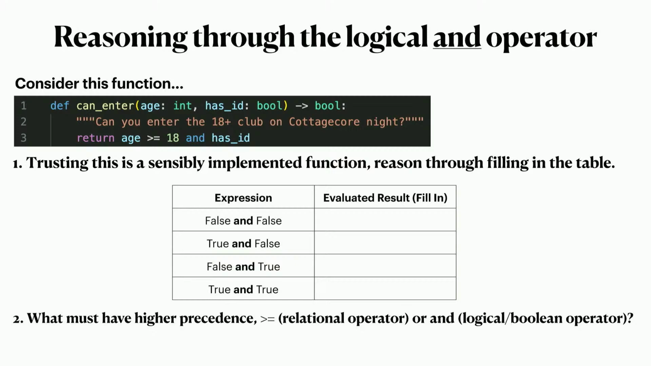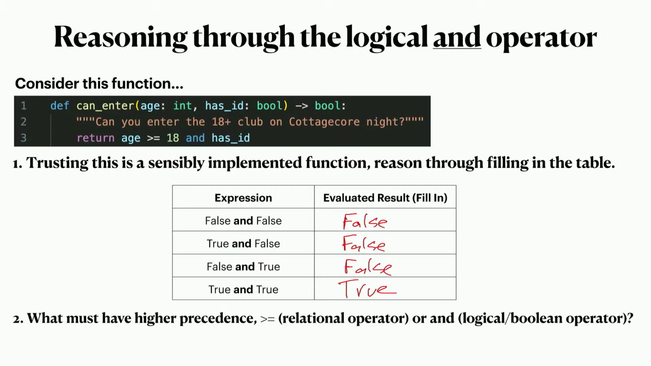I'm going to give you the die, and I'm going to run up. So what do you think about false and false? It'll be false. Continue with true and false. False. False and true. False. And the last one, true and true. True. Absolutely right.